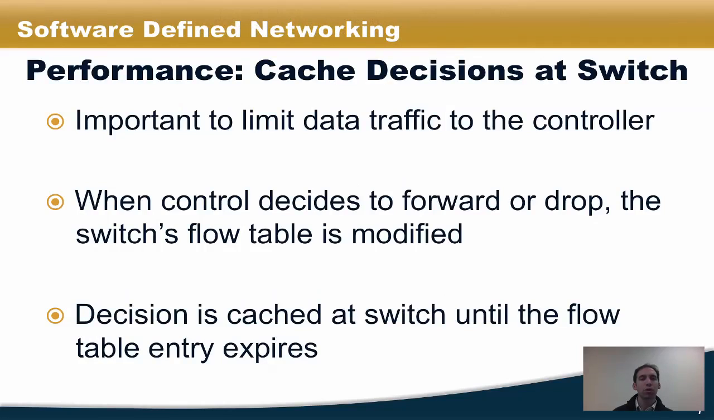We can see here the importance of caching forwarding decisions that the controller makes at the switch. It's very important to limit the data traffic that gets sent to the controller. As we can see, traffic that gets sent to the controller experiences a much higher latency than traffic that can be forwarded directly through the switch. Therefore, when the controller decides to forward or drop the traffic, the switch's flow table is modified. Those modifications then prevent data traffic from being redirected to the controller for as long as that flow table entry remains in the switch.